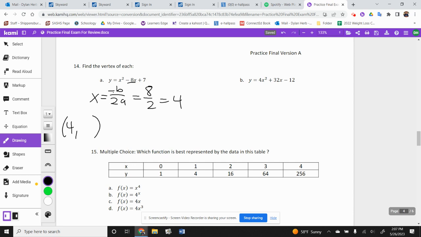And to find the something, to find the y that we need yet for our ordered pair, we have to plug 4 back into the function. So y equals 4 plugged in for x.